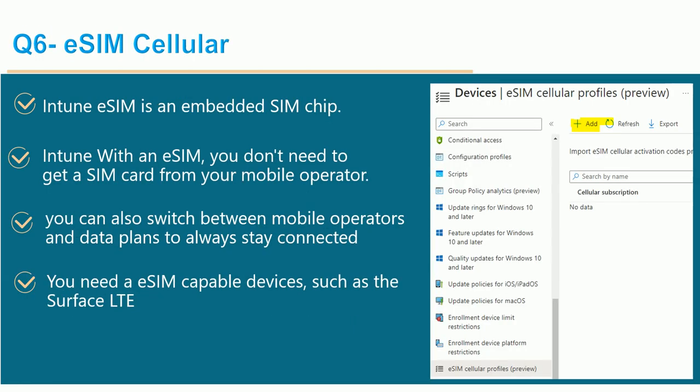Now here is the eSIM cellular. This feature is embedded with the SIM chip. So if you are using this feature, you should have the eSIM facility or an eSIM supported device, then only you can utilize this. So with Intune and eSIM, you do not need to get a SIM card from the mobile operator. Suppose you are using Airtel, Jio or any other SIM, you do not require the SIM card, you just need the eSIM, that is the number. If your company purchased that eSIM for your device, then you can deploy it by using this policy. This is for the calling features, but your device should support eSIM features, and you need an eSIM enabled device such as a Surface LTE. So if you are using the Surface LTE, then you can utilize this feature for eSIM.